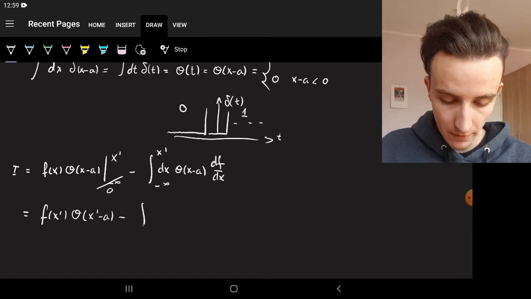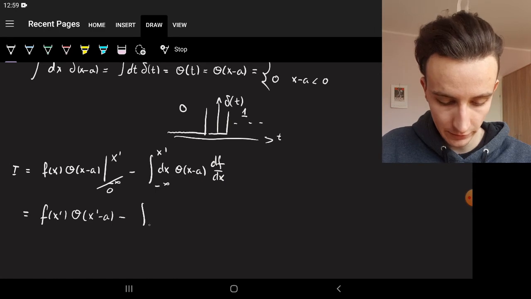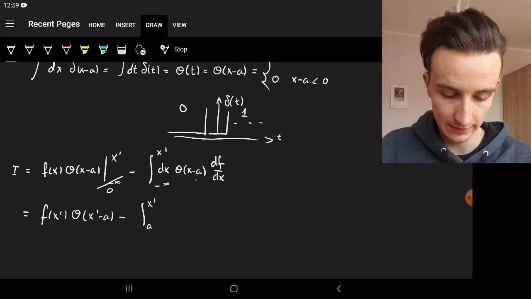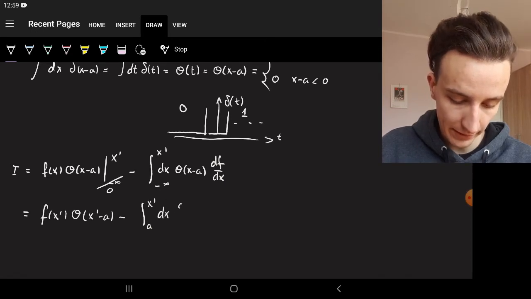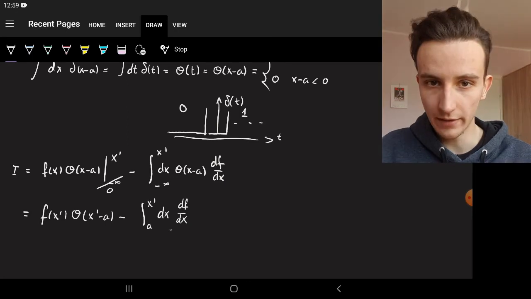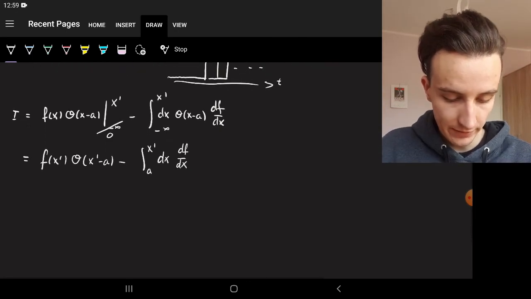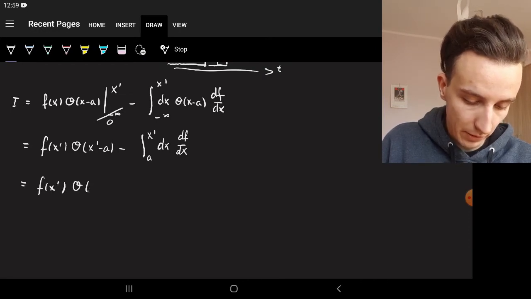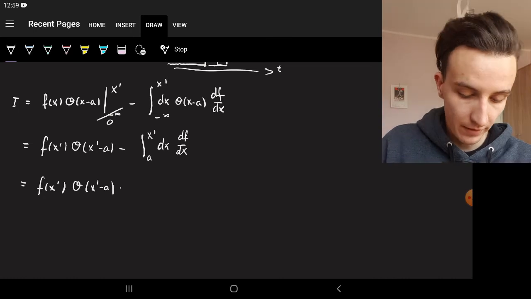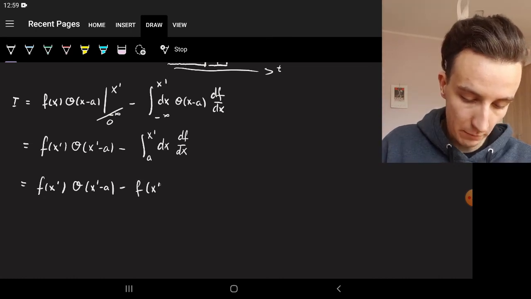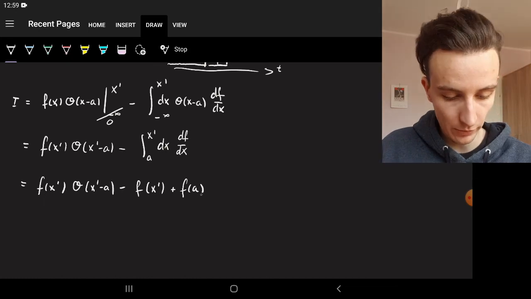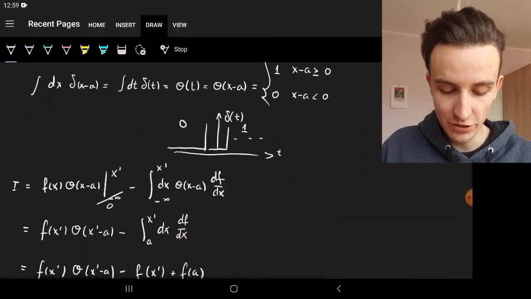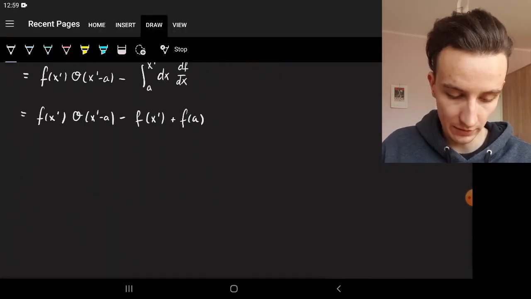And then here, this integral collapses into the interval from a to x prime because of this theta function, which is 0 when x is less than a. So that's the integral dx of df by dx. But of course, this is just f, right? The integral of df is f. So that's f of x prime, theta of x prime minus a, minus f of x prime plus f of a. Now remember, we want to get f of a. Well, we're not going to do any gymnastics here. We're going to show that f of a is the result.